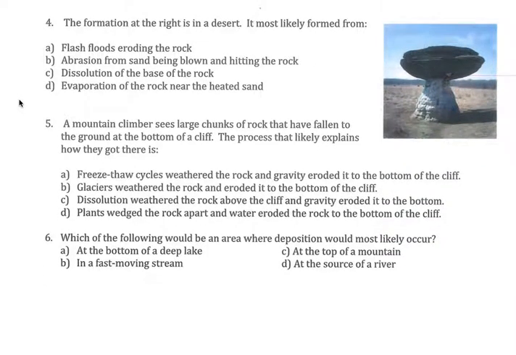Number 4, the formation at the right is in a desert. It most likely formed from A, flash floods eroding the rock. B, abrasion from sand being blown and hitting the rock. C, dissolution of the base of the rock. D, evaporation of the rock near the heated sand.